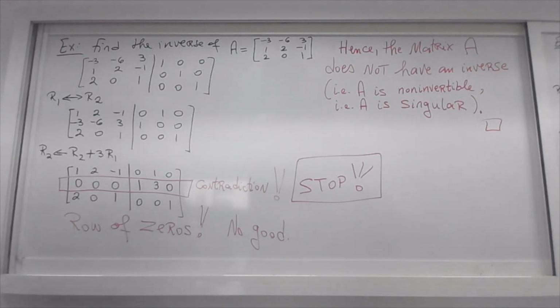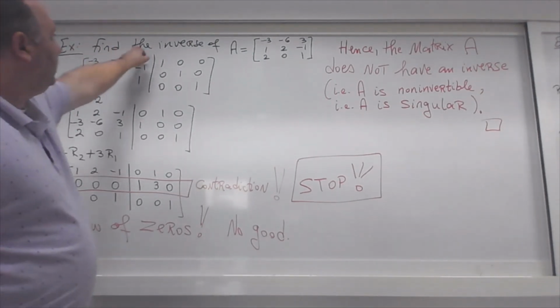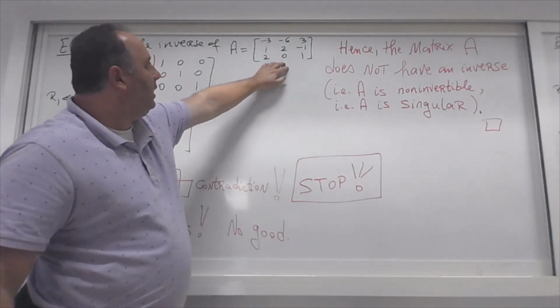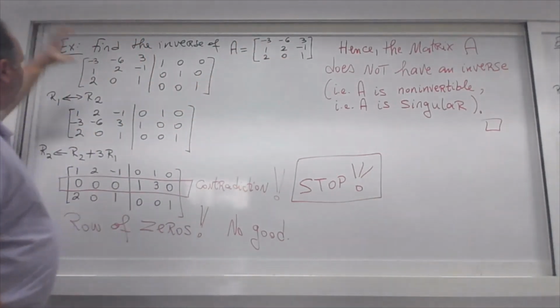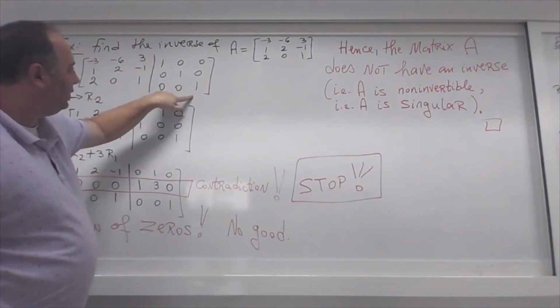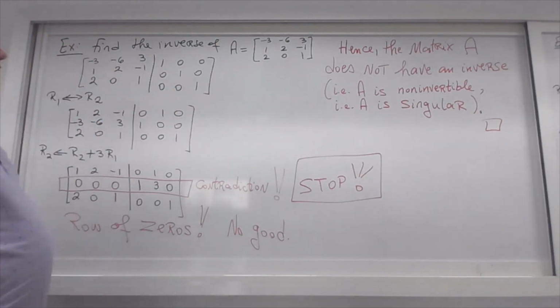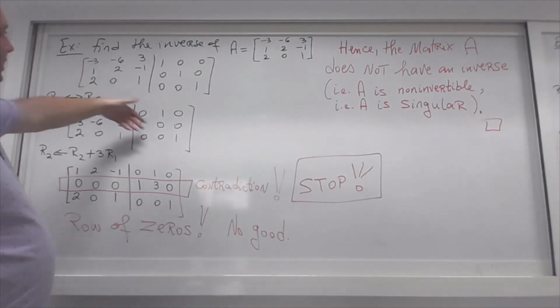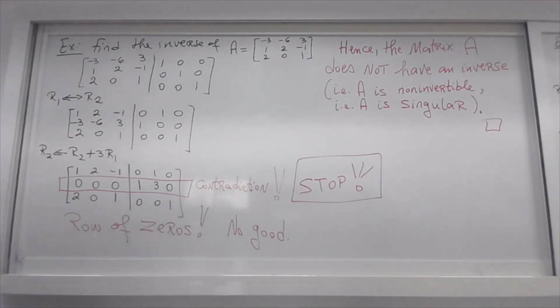Let's see now what happens when things don't work out well. So, question: find the inverse of this matrix A. First step, put my matrix slash identity 3 by 3, because this was a 3 by 3 matrix. If it was 7 by 7, I would have identity 7 by 7, and finish by tomorrow morning. So let's see what happens here.